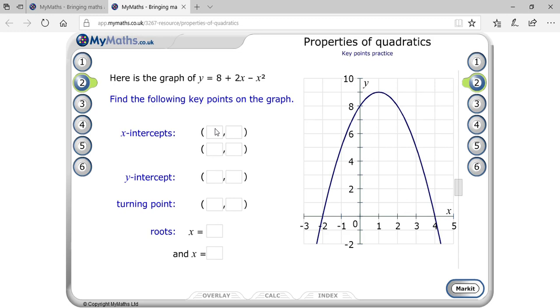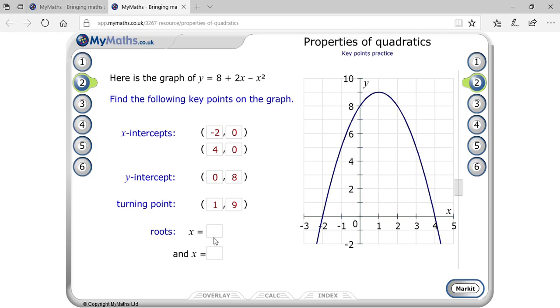Minus 2 comma 0. And 4 comma 0. And my y-intercept is 0 comma 8. Yeah. Turning point will be where? Turning point is 1 comma 9. Okay, turning point 1 comma 9.